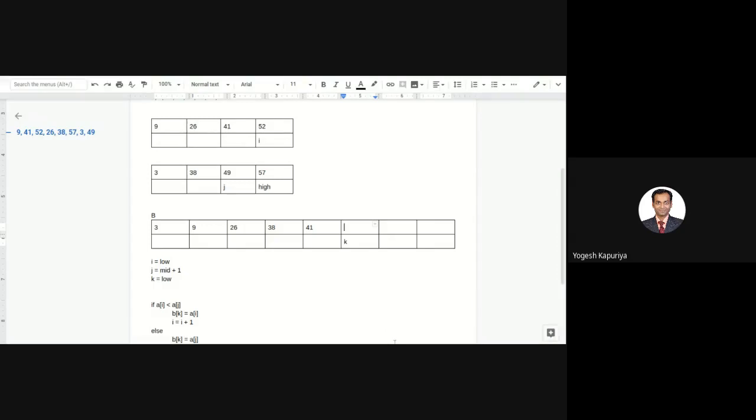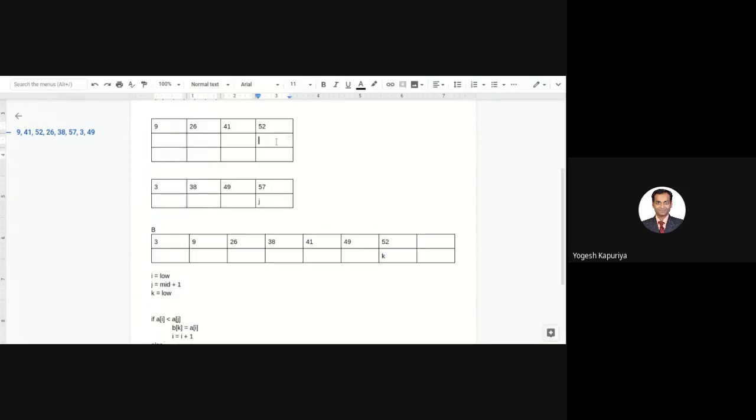49 will be copied, j is incremented and k is also incremented. Once again A of i will be compared with A of j. i is smaller, so 52 is copied. Now i will get incremented.